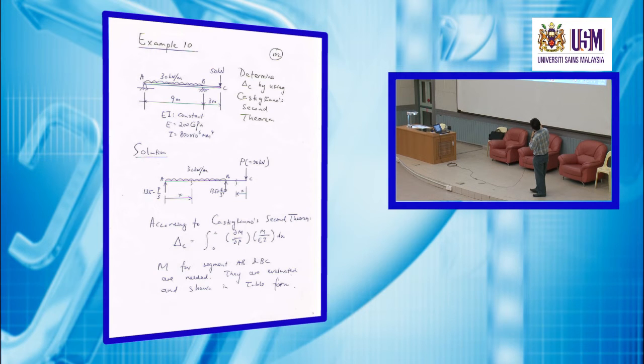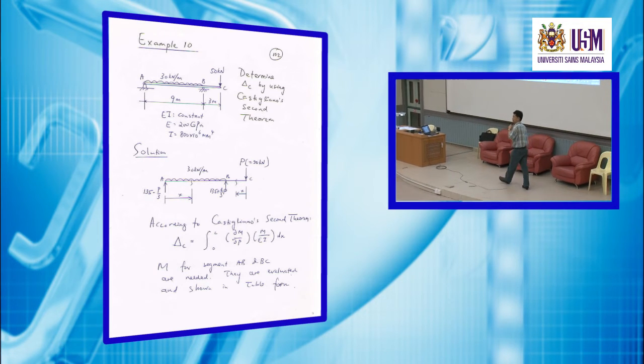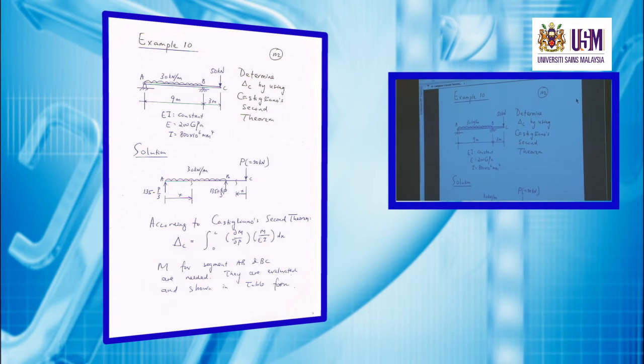And you have 50 kN, and this is a load acting here, 30 kN per meter. EI is constant, meaning EI and EI are the same. So the question is, determine delta C, the displacement at point C, by using Castigliano's second theorem. You are given EI constant, E is this value, I is this value.